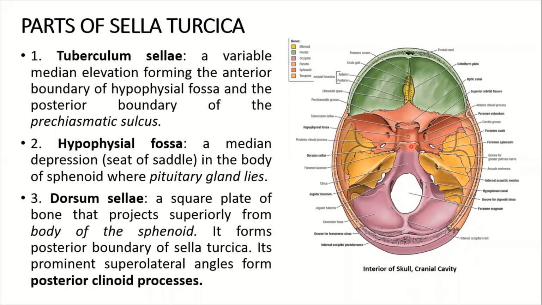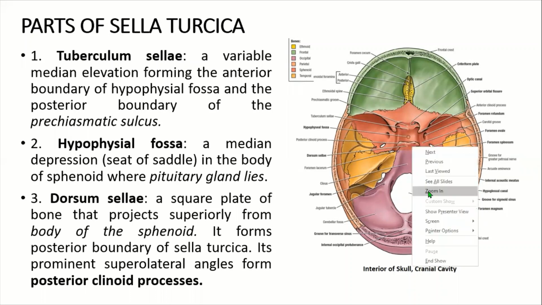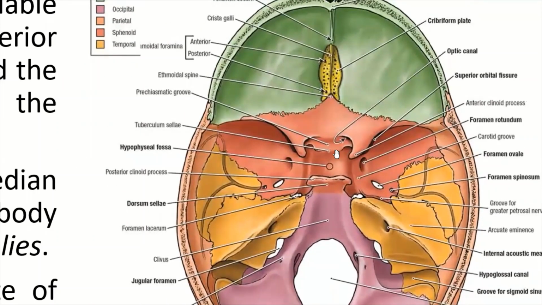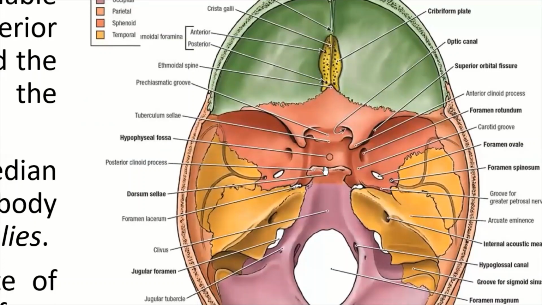First we enlarge it, then we talk about anything else. Here you see, this is the anterior part. This is the tuberculum sellae. You can say this is the prechiasmatic sulcus and its posterior boundary is formed by the tuberculum sellae. And this is the hypophyseal fossa or the pituitary fossa in the middle. And this is the dorsum sellae, which extends laterally into the posterior clinoid processes on each side, right?